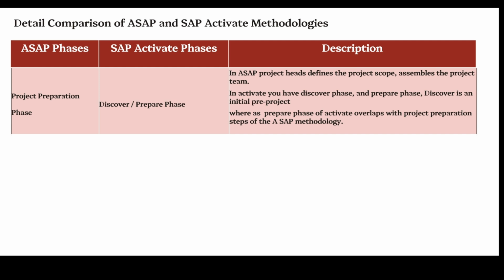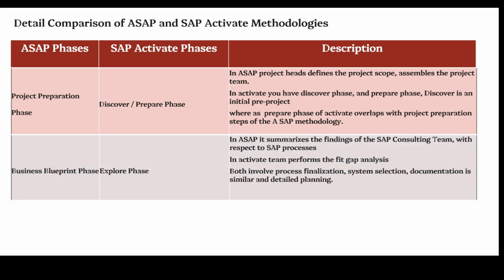In Activate, you have the Discover phase and the Prepare phase. The Discover is an initial pre-project stage. Discover phase is to understand the functionality of SAP S/4HANA on-premise and cloud, how the solution can bring benefits to the business, and to determine an adoption strategy and roadmap in alignment with the solution's capabilities and product roadmap. Whereas the Prepare phase of Activate overlaps with project preparation steps of the ASAP methodology.